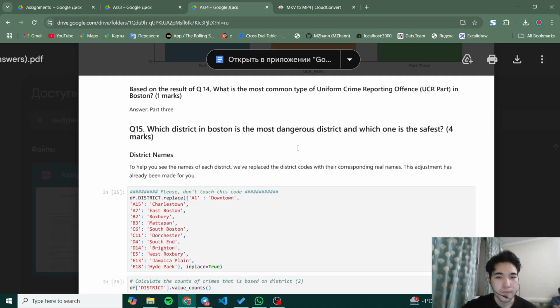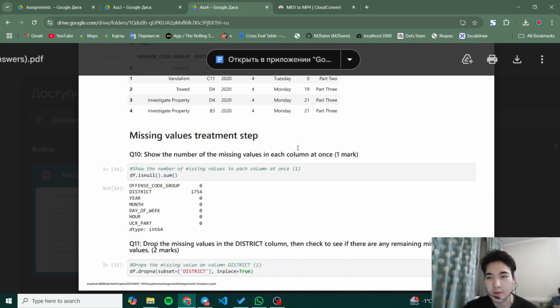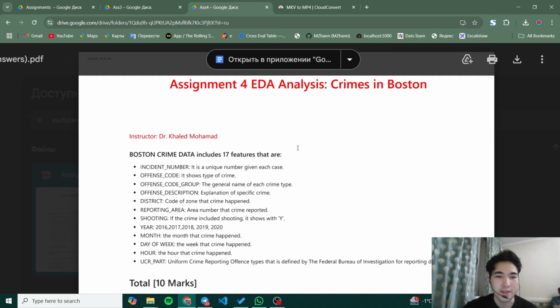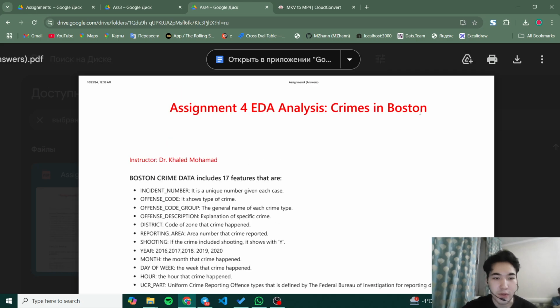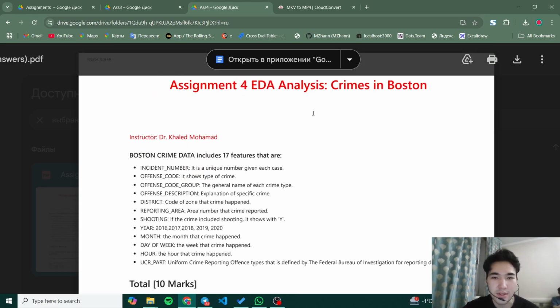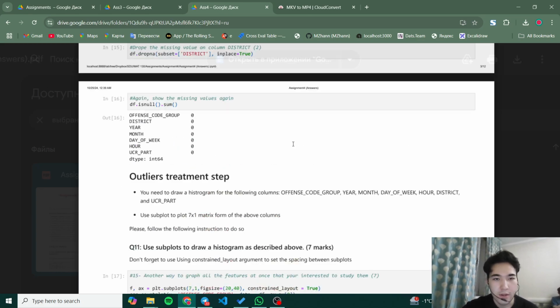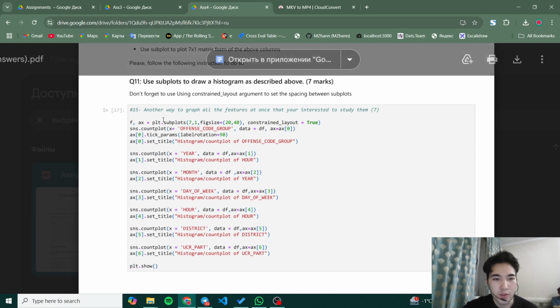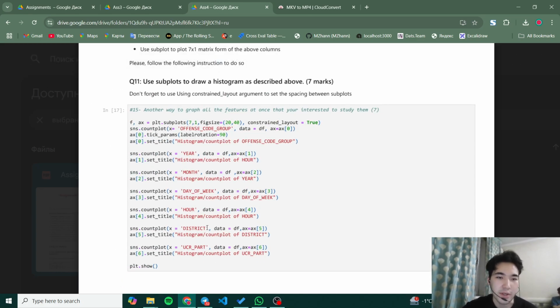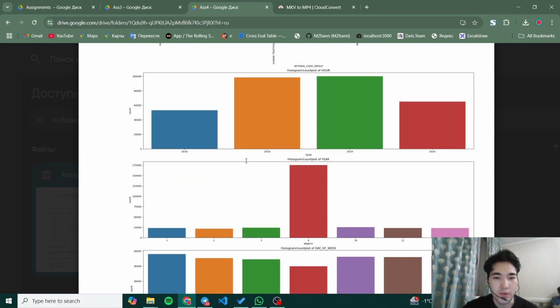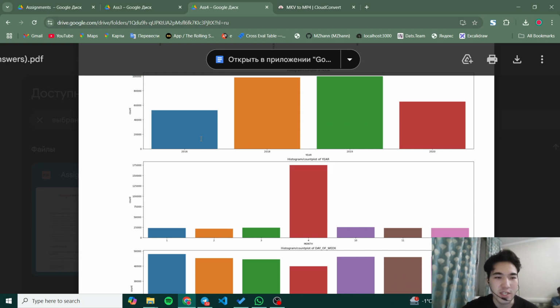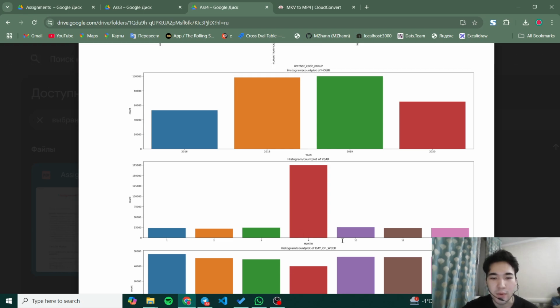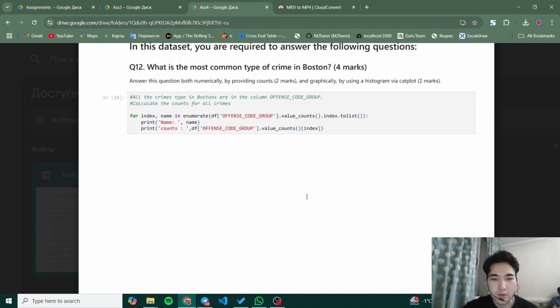Assignment 4 is much more interesting, because there we're working with a dataset about crimes in Boston. They have to analyze this dataset, get some values, and explain all the lines. For example, I created subplots to draw histograms for each of them, and then displayed the number of crimes in these years, or the number of crimes in each month. For example, we can see that in 4 months there are a lot of crimes, and so on.